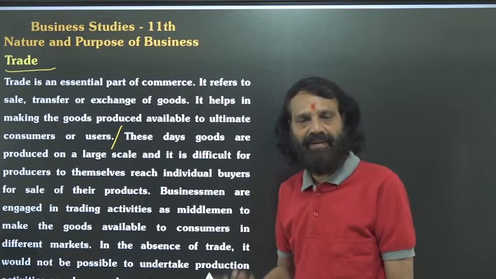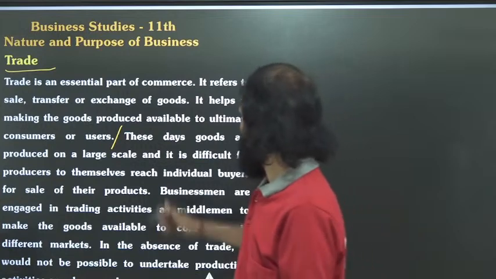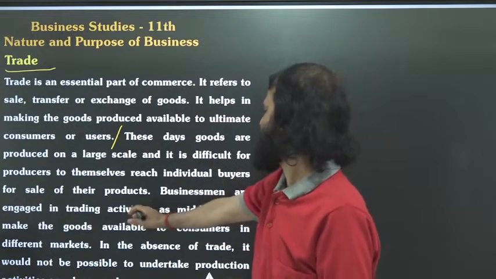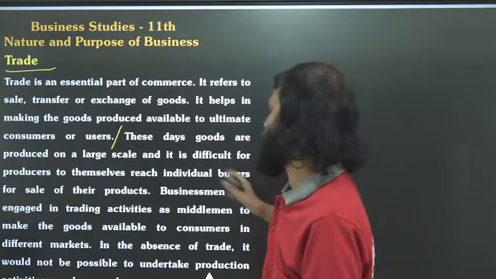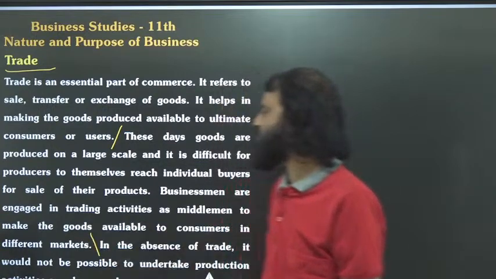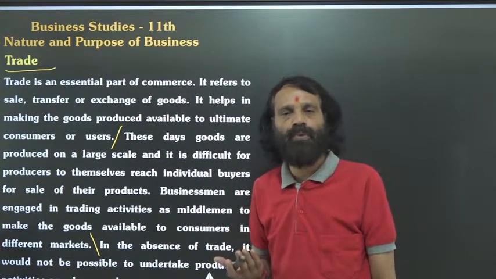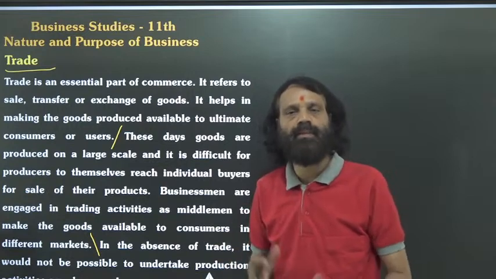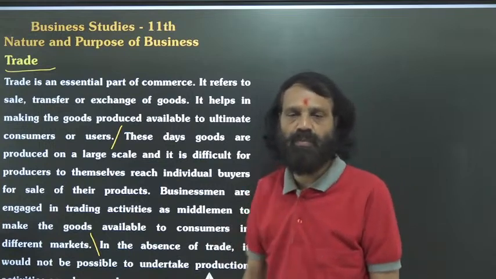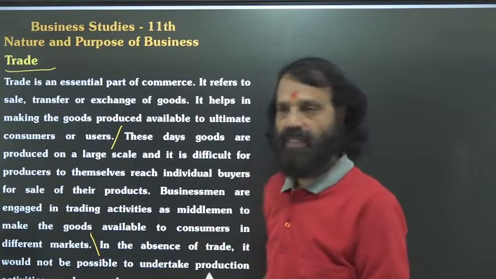Actually, the middlemen are connecting the consumer and the producer. The products are available in the market through the middlemen. Businessmen are engaged in trading activities as middlemen to make the goods available to consumers in different markets. So in different markets, all these products are available through the middlemen. We don't know who the producer is, and the consumers know only the middleman or the retailer. The retailer has a direct connection with the consumer.